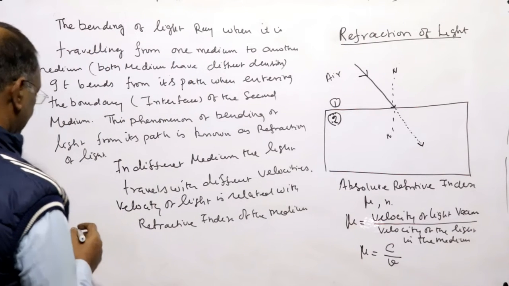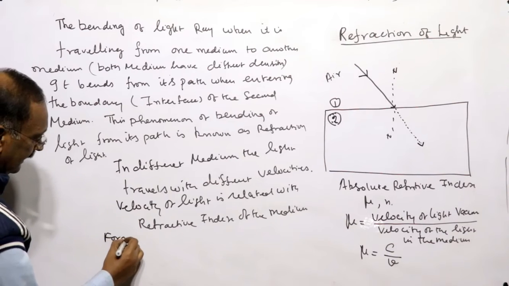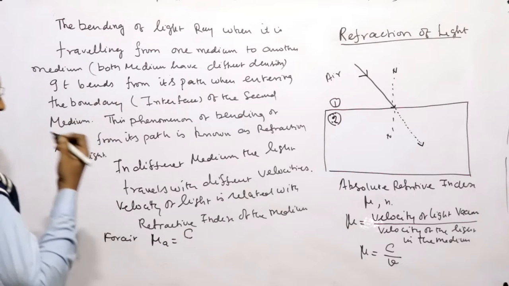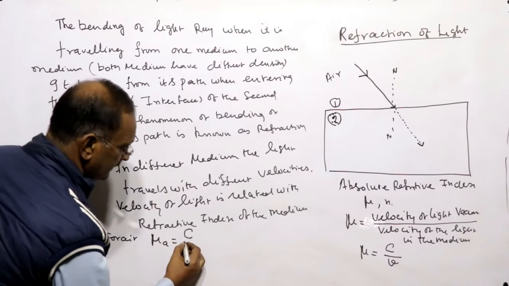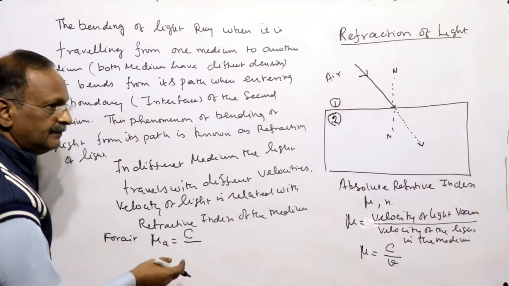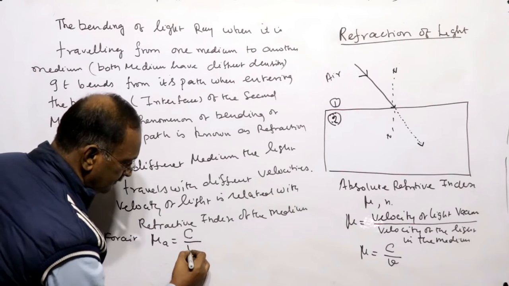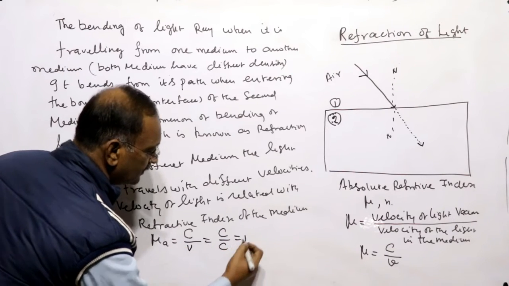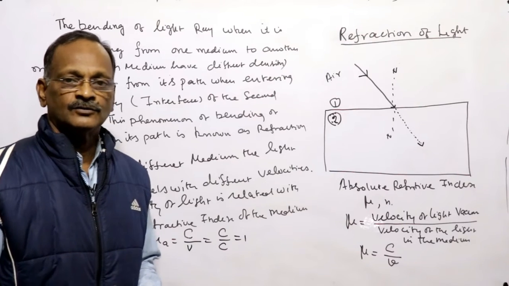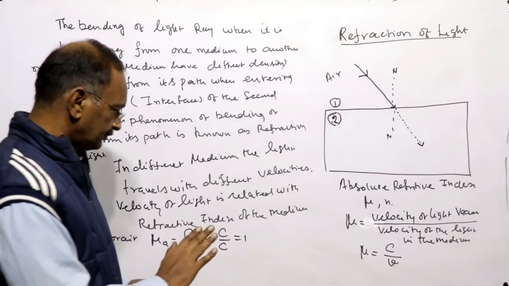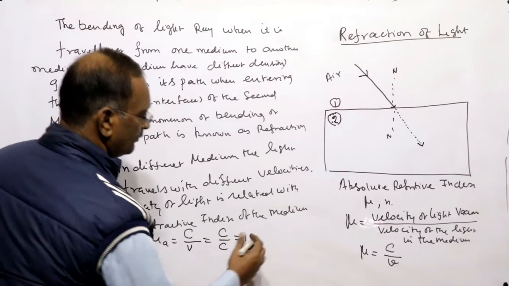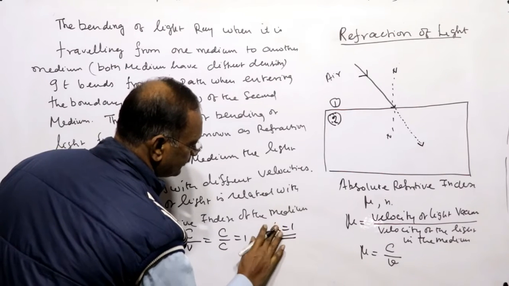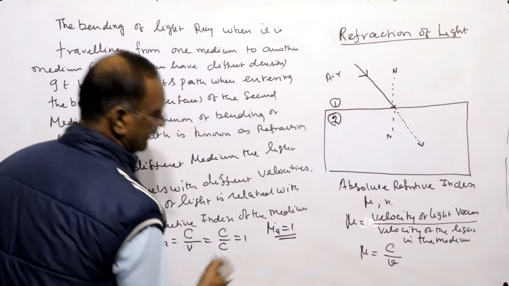So for air, the refractive index of air is equal to the velocity of light in free space divided by the velocity in that medium. Here the medium is air, therefore in c by v we write c for the velocity in that medium. So it is c by c, which is equal to 1. Therefore the refractive index of air or free space is equal to 1. Mu is equal to 1.